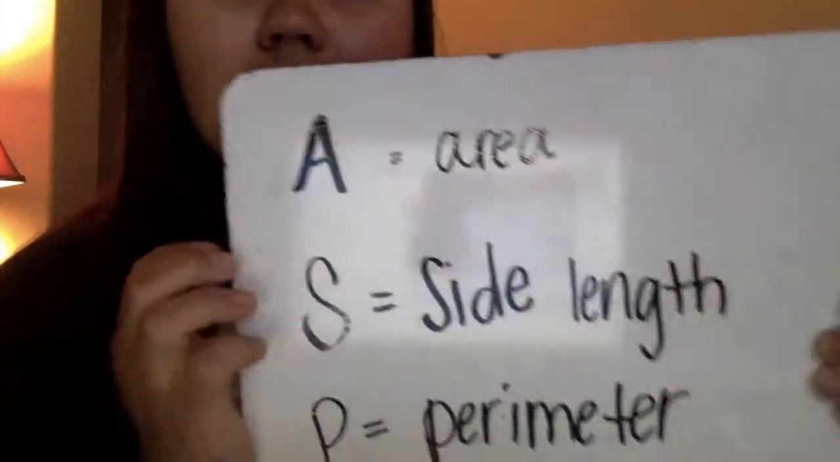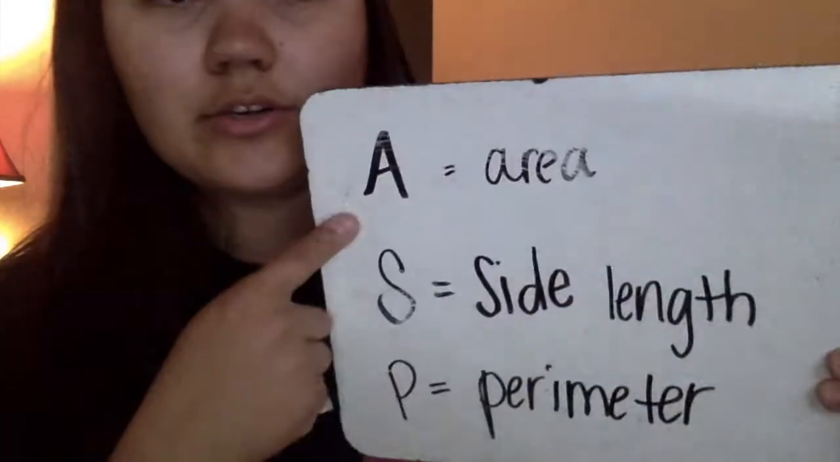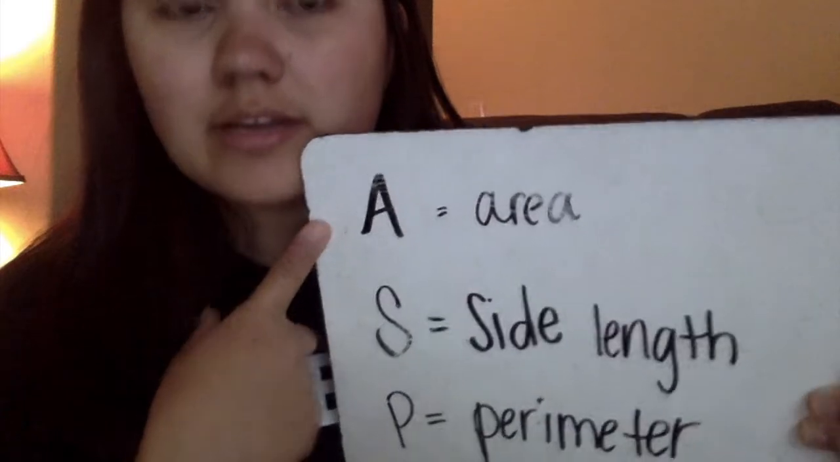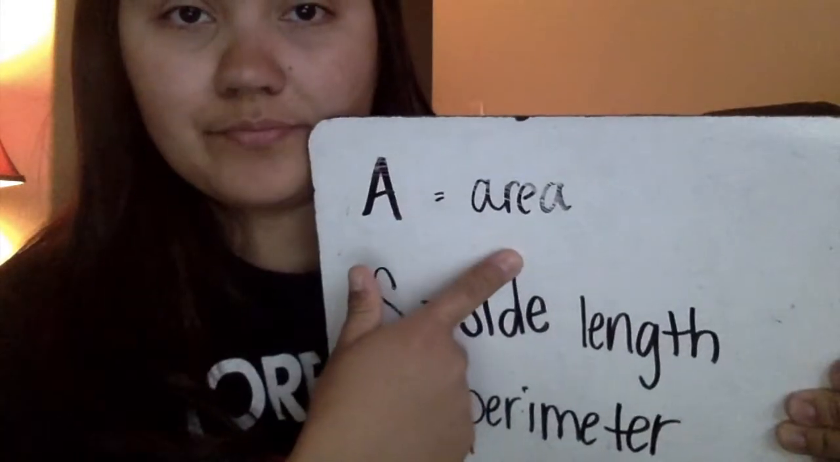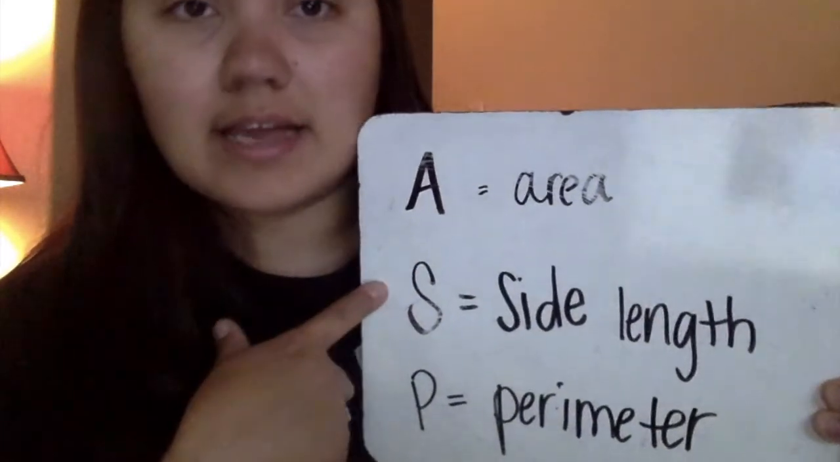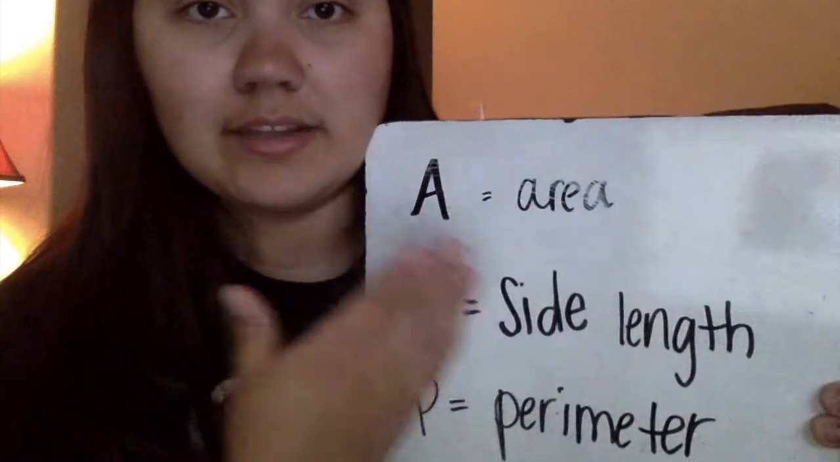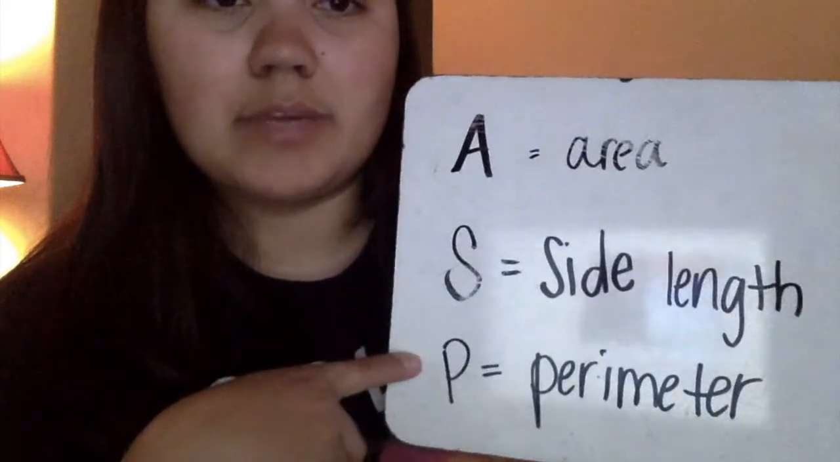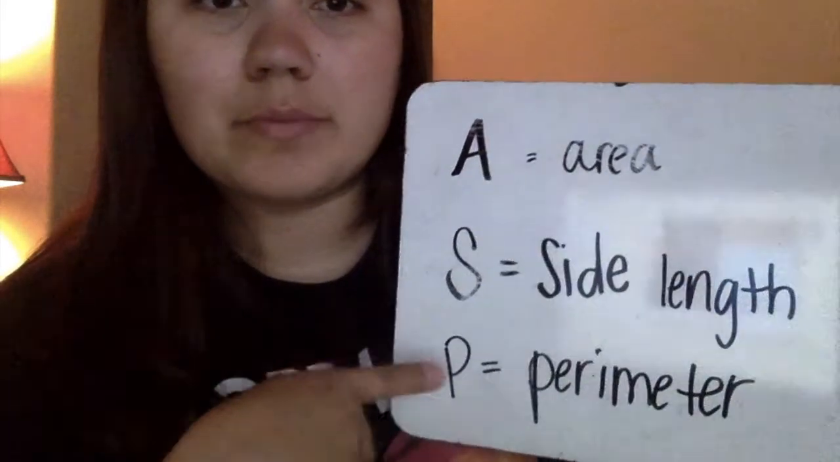Now, if you notice, when you're using a formula, you'll actually have letters to represent numbers. So you're going to plug things in for those letters. In these formulas, you're going to see the letter A being used. Letter A means area. If you see a letter S, that's going to stand for the side length. And if you see a P, that's what perimeter stands for.